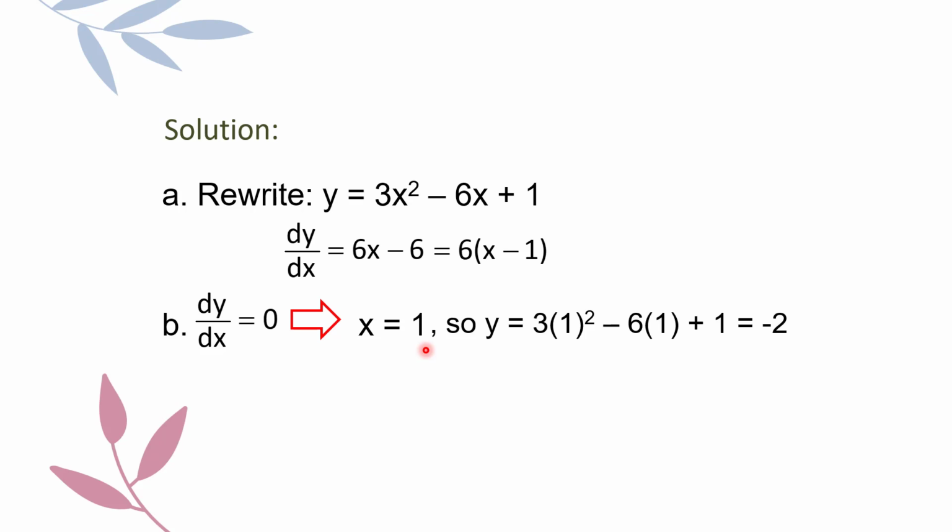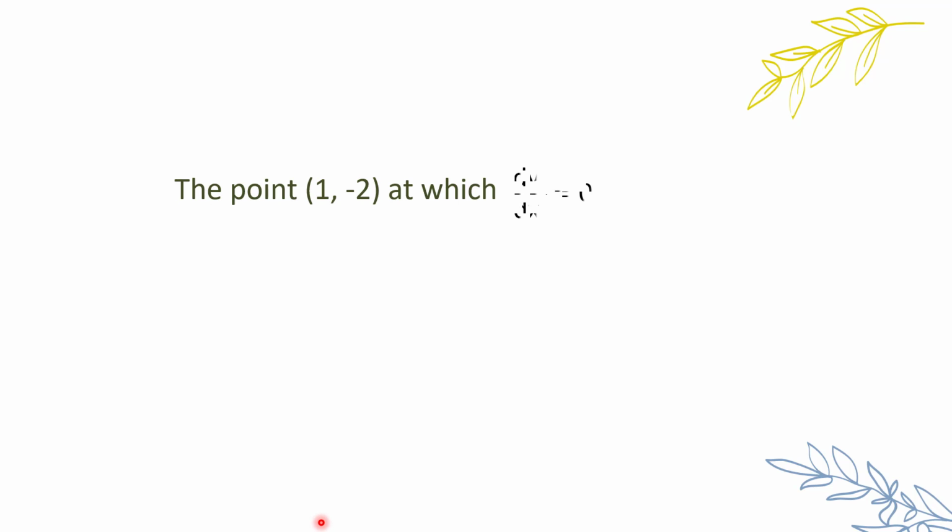So when x equals 1, we can calculate y. y is 3 times 1 squared minus 6 times 1 plus 1. From this equation, we substitute x equals 1 and we get the value of y. Here, y is minus 2. Then the coordinates are (1, minus 2). This is the coordinate where dy/dx equals 0. The point (1, minus 2) at which dy/dx equals 0 is known as a stationary point.